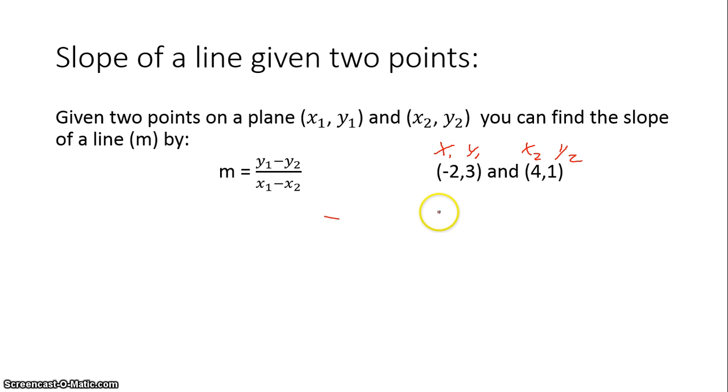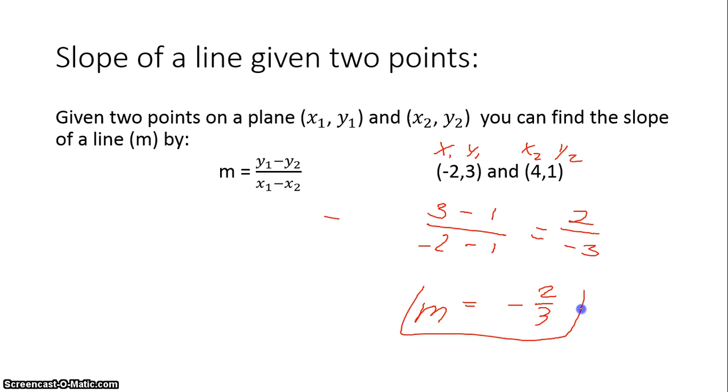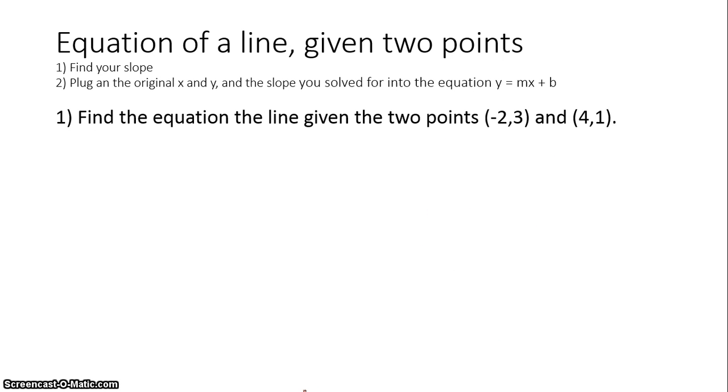So here's our y1, 3, minus y2, which is 1, all over x1, which is -2, minus 1. So 3 minus 1 is 2. -2 minus 1 more is -3. So we would get a slope m equals -2 over 3. Now that's just a slope. We're going to see how this will help us come up with the whole equation of a line now.